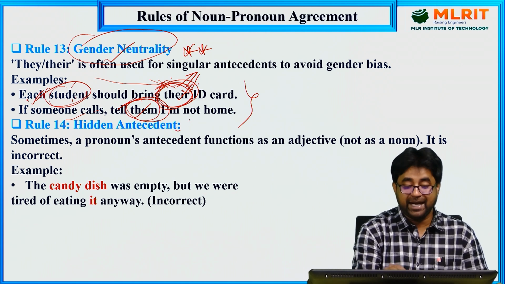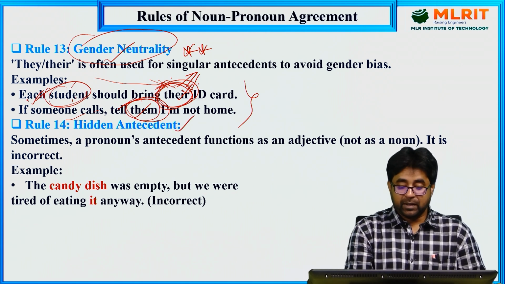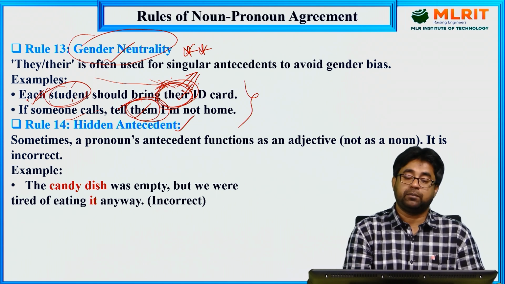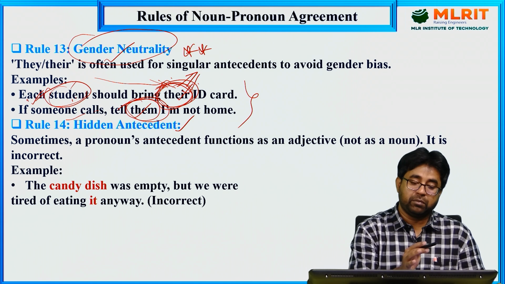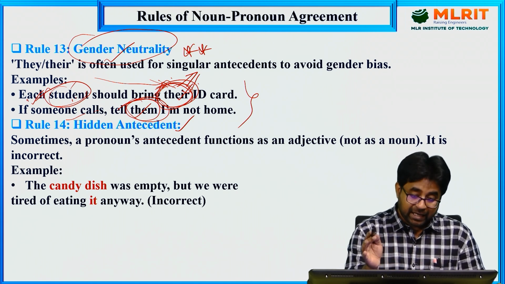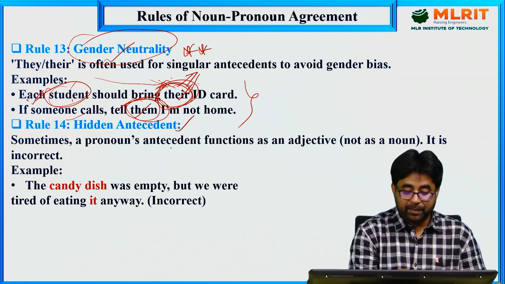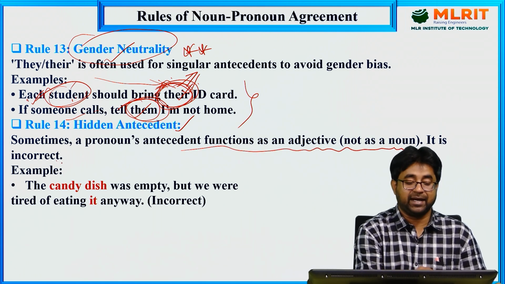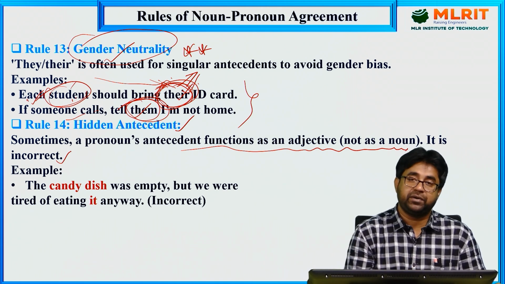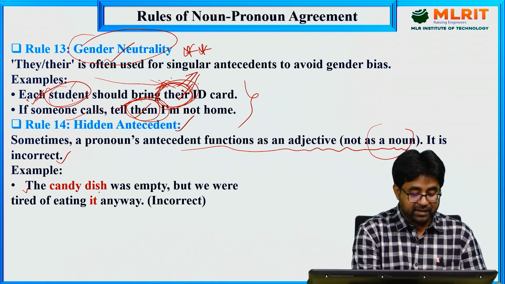Rule number 4, hidden antecedent. Now, this is something important. We have to remember what is the basic fact about noun-pronoun agreement? I told that the pronoun should agree with one antecedent and the reference point should be clear. These two things, right? Now, sometimes a pronoun's antecedent functions as an adjective, not as a noun. It is incorrect. A pronoun should always refer to a what? A noun. You can see here, the candy dish was empty, but we were tired of eating it anyway.